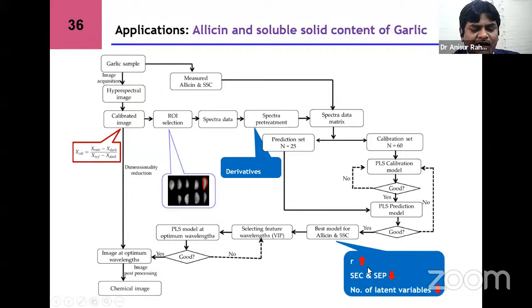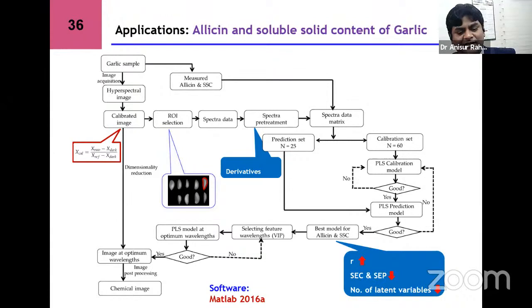I selected these characteristics for the best model selection. After selecting the best model, I use one method, the VIP method, variable importance in projection, for selecting effective wavelengths. Using the effective wavelengths, I make the chemical image. This is the method I follow for analysis. This is the software I use, MATLAB version 2016.